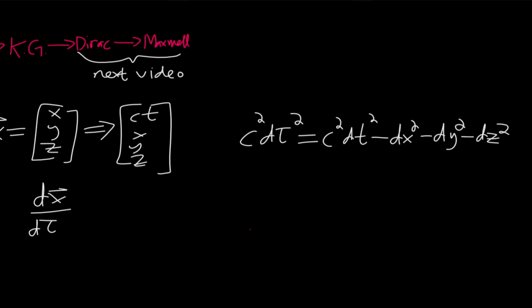So if we actually want to solve for this relationship between dt, or our proper time, and our regular time, what we can do is just divide both sides by c squared dt squared, quote unquote, right? That way we end up getting d tau over dt squared is equal to 1 minus dx squared over dt squared minus dy squared over dt squared minus dz squared over dt squared. But that right there is just going to be the magnitude of our velocity squared, sorry.